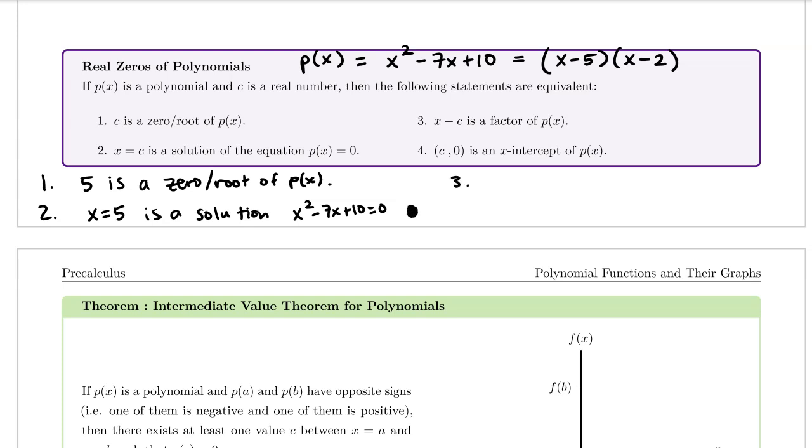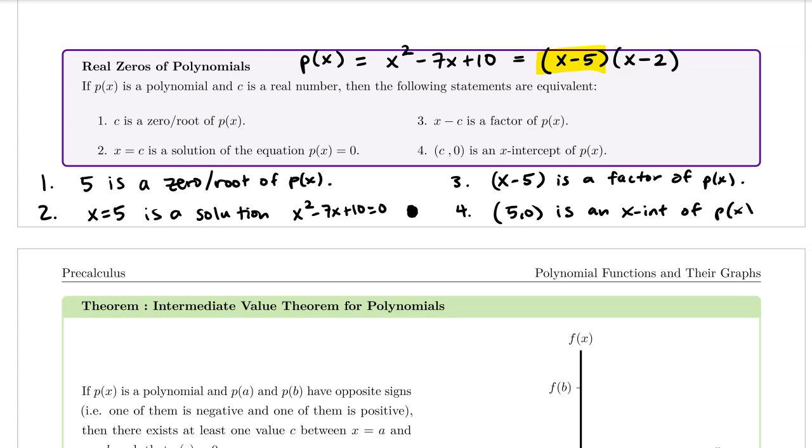Okay, the third statement is I could write that x minus 5 is a factor of p of x. As we can see here, we factored it, and here is one of the factors. So that's the third statement. And then the fourth statement, we can say 5, 0 is an x-intercept of p of x. So those are those four equivalent or similar statements.